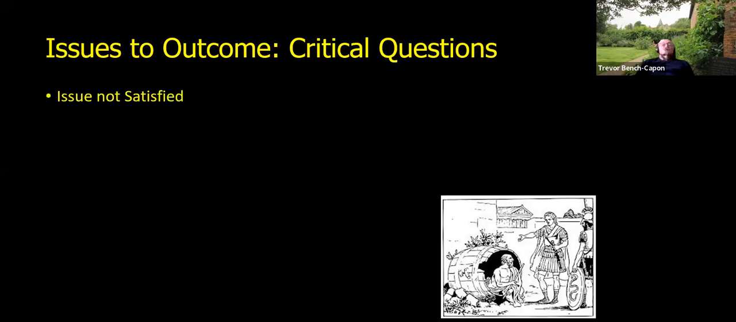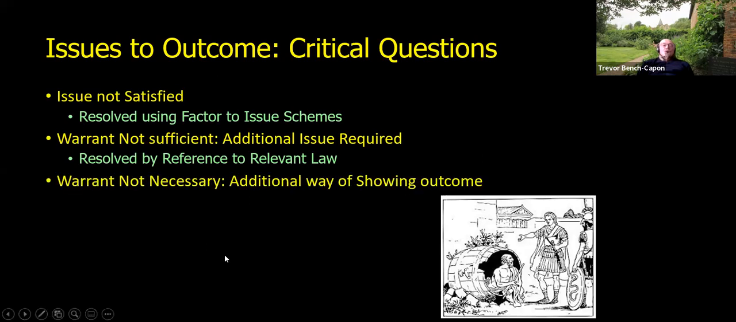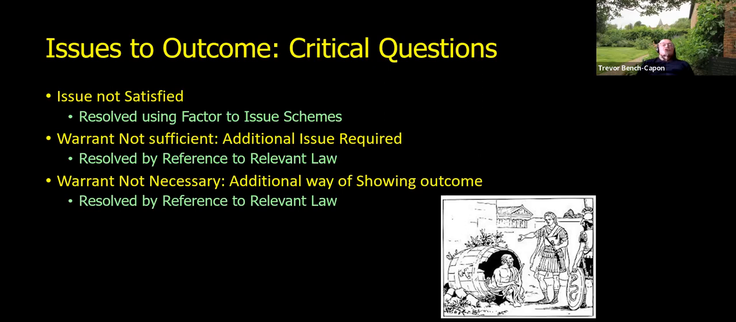The critical questions are that the issues may in fact not be satisfied, and we can resolve this using the factors to issue scheme. Or that the warrant was not sufficient, some additional issues, which is fine, which we can resolve by reference to the relevant law. Or we can say the warrant was not necessary, that there's some additional way of showing the outcome, and again, we resolve this by reference to the relevant law.